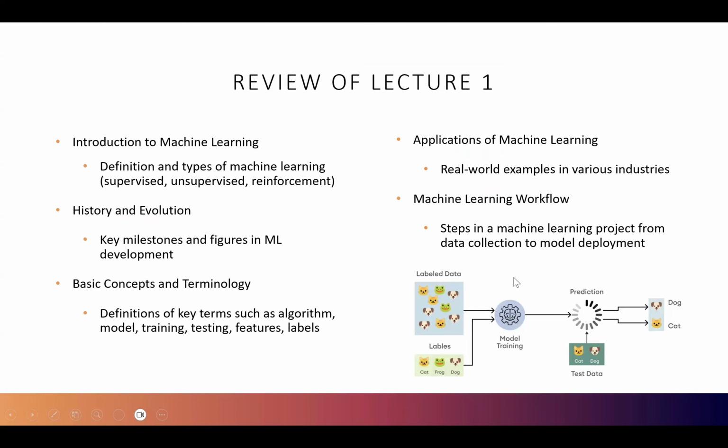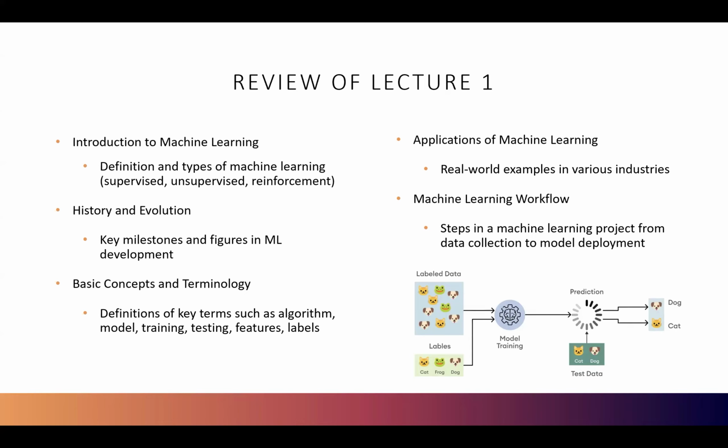Perfect. So what did we discuss in lecture 1? The main thing we discussed, and let me just make this smaller so that I can see the slide itself, we spoke about introduction to machine learning. We defined the different types of machine learning: supervised, unsupervised, reinforcement. We spoke a little bit about the history and evolution of machine learning. We discussed basic concepts and terminology, stuff like algorithm, model, training, testing, features, and labels. We discussed a little bit about the application of machine learning and real-world examples. We also discussed the machine learning workflow.